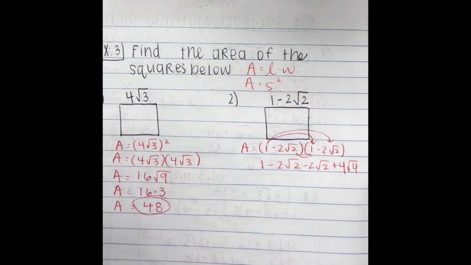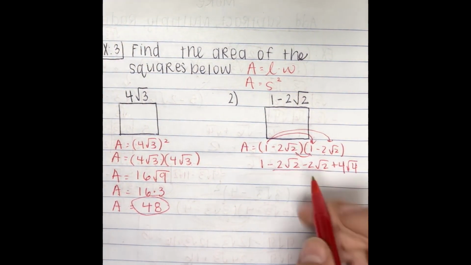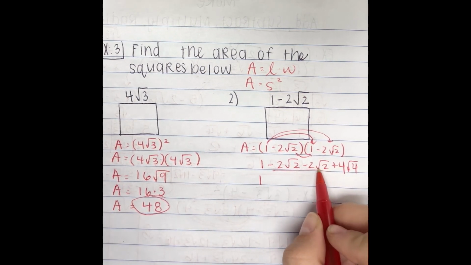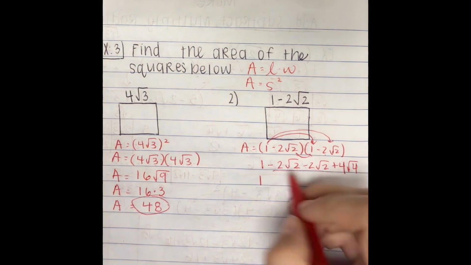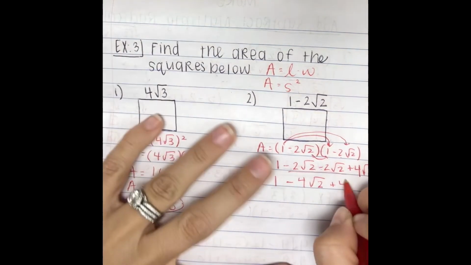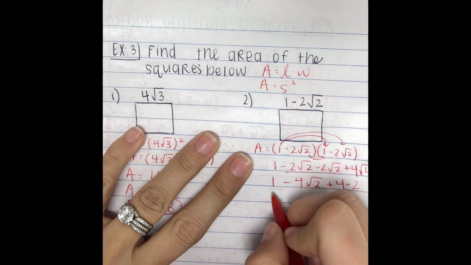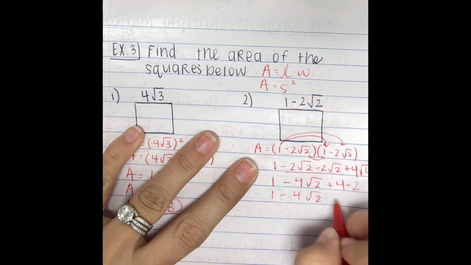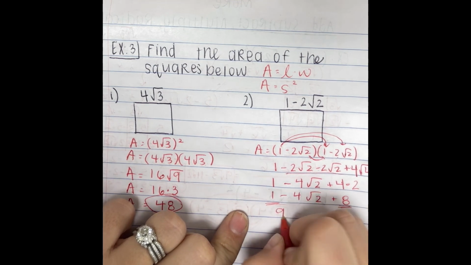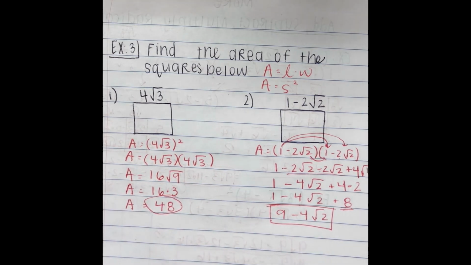Okay. Now we want to simplify what we can and combine like radicals if we can. I'm going to bring down this 1. Negative 2 square root of 2 minus 2 more square roots of 2. Negative 2 minus 2 is a negative 4 square root of 2. And then we have plus 4, and the square root of 4 is 2. So we get 1 minus 4 square root of 2 plus 8. And then we have like terms, 1 plus 8. So we get 9 minus 4 square root of 2 as our final answer.